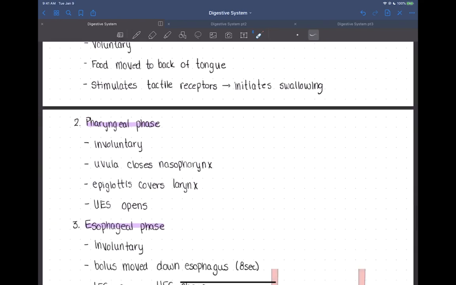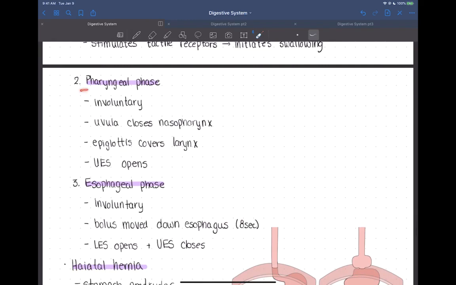All right, and then we move to this pharyngeal phase. Okay, so the pharyngeal phase is involuntary. All right, and this is where that uvula, when you start to swallow, closes off the nasopharynx, and that epiglottis is going to cover the larynx, right? So your larynx moves up so that the epiglottis can fold down and cover over the top of it. All right, in this phase also that upper esophageal sphincter will open so that the bolus can move through it.